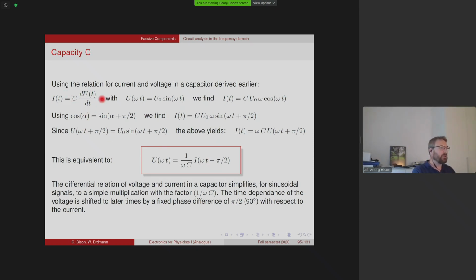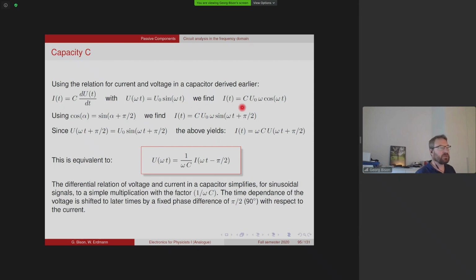We have this characteristic equation of a capacitor. Again, the current is given by a constant, the capacitance, times the time derivative of the voltage. And now, if we assume that this voltage has a sinusoidal time dependence, then we can simply calculate the current by taking this derivative. And then, of course, the current is simply given by a cosine wave, since we had to take the time derivative of the sine wave.